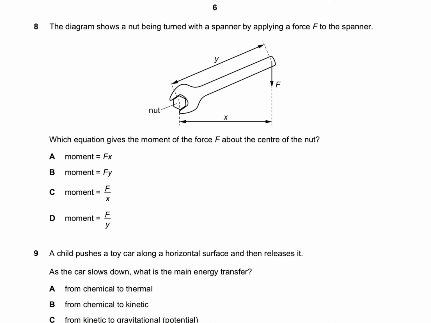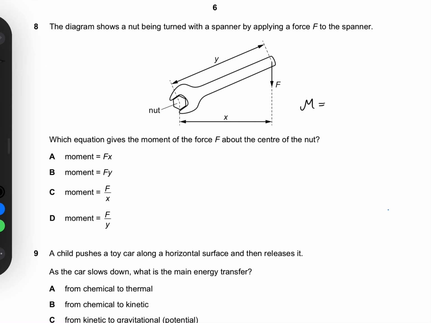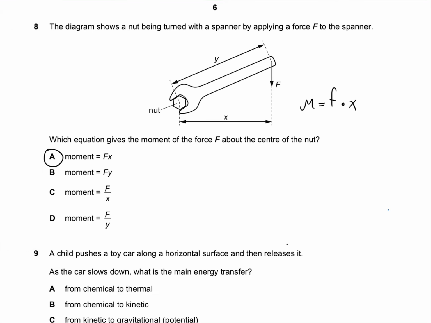It says the diagram shows a nut being turned with a spanner by applying a force of F to the spanner. Which equation gives the moment of the force about the center of the nut? Well, we know that moment is always equal to force times the distance, which in this scenario would simply be the distance from the point where the force is applied to the central pivot, which is X. So F times X, that's the answer A.